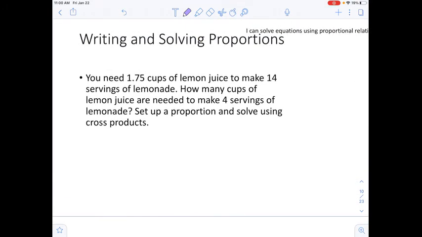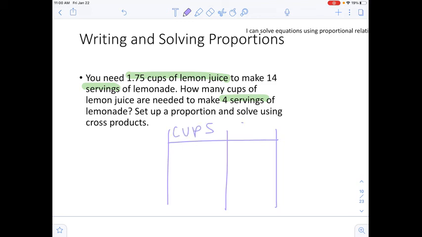Alrighty. And then this next one says you need 1.75 cups of lemon juice to make 14 servings of lemonade. How many cups of lemon juice are needed to make 4 servings of lemonade? So we can set up a table here, and it doesn't matter which way you do it. So I'll do it the opposite way this time. We'll do cups of lemon juice and servings. And I'll just abbreviate that by doing serve. So we know when we have 1.75 cups of lemon juice, it makes 14, whoops, put it in the wrong column.